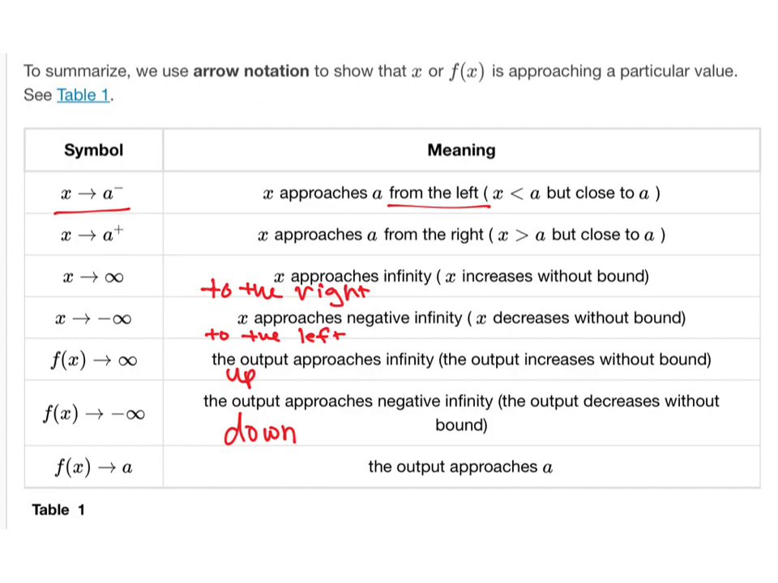We know if f of x goes to negative infinity, we're saying the function goes down. Oh, what about the one below it? F of x approaches a. We'll look at that today. That means it doesn't necessarily approach negative infinity or positive infinity, but it might ride right along a number somewhere. It's kind of cool. Are y'all good with this?